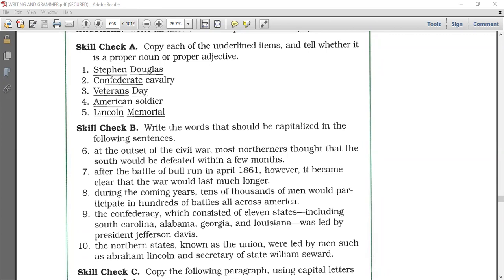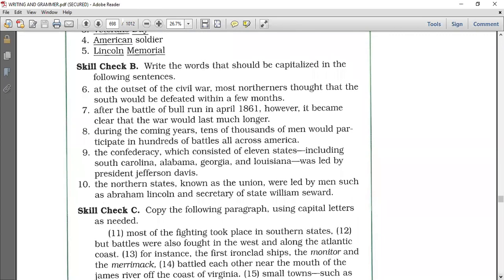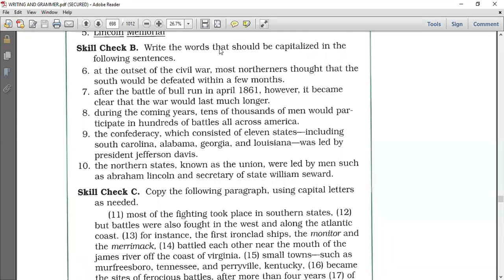Let's move on to skill check B. Here, he wants you to write the words that should be capitalized in the following sentences. Right? Which words should be capitalized here? I want other people to join us, please, and be active and raise their hands. Number 6, at the outset. The outset means beginning, guys. At the outset, at the beginning of the Civil War, most Northern people who come from the North thought that the South would be defeated within a few months. Hassan Rohaim is ready. Hassan, go ahead.